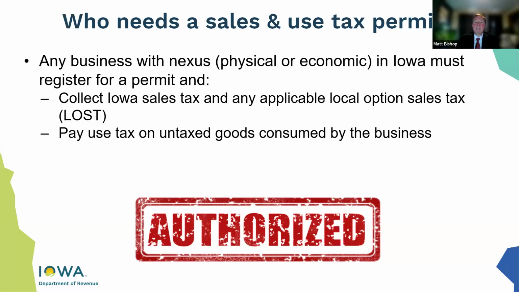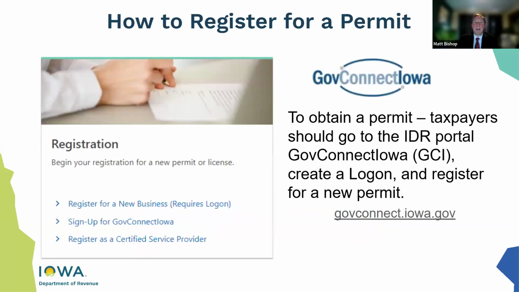Or even if you're based out of Iowa and you never have any employees come into Iowa, if you make $100,000 a year in sales into Iowa, you still need a permit. And you'll need to collect sales tax on your sales in Iowa and pay any use tax that you might owe on your supplies. You can get a permit if you don't have one by using our web portal, GovConnect Iowa. The address there is govconnect.iowa.gov.